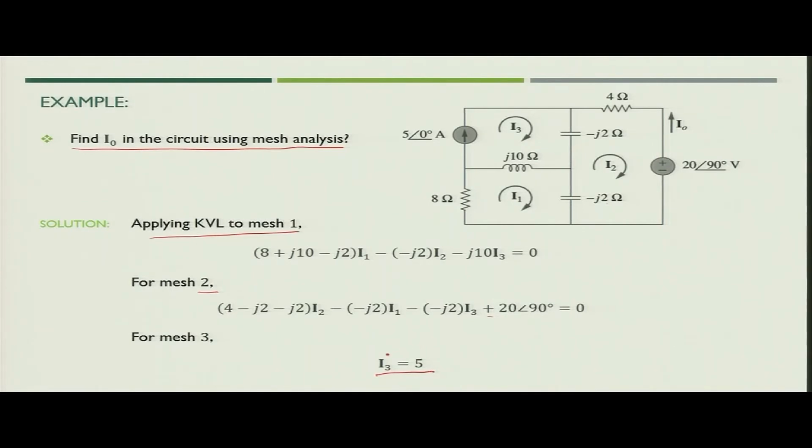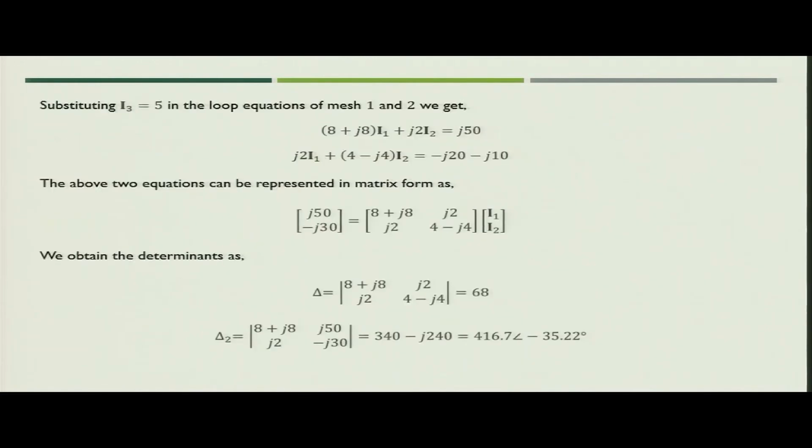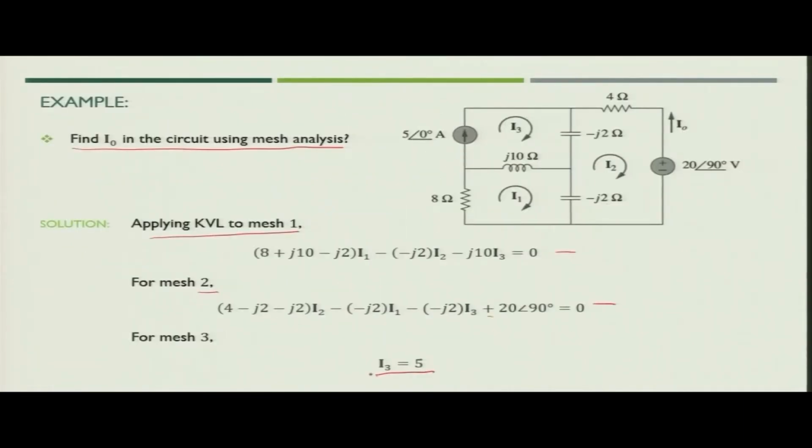Now, what can you do? You can put the value of I3 in these two equations and simplify. When you simplify, you will get (8 plus j8) into I1 plus j2 I2 is equal to j50. This is what you got from the first equation, and from the second equation you will get j2 I1 plus (4 minus j4) I2 equal to minus j30. This you get by simply putting the value of I3 in these two.